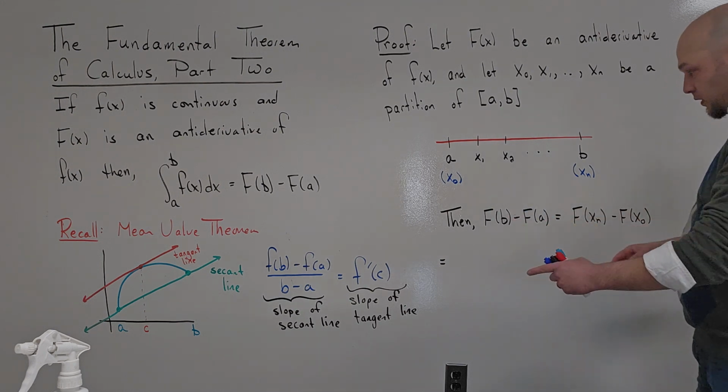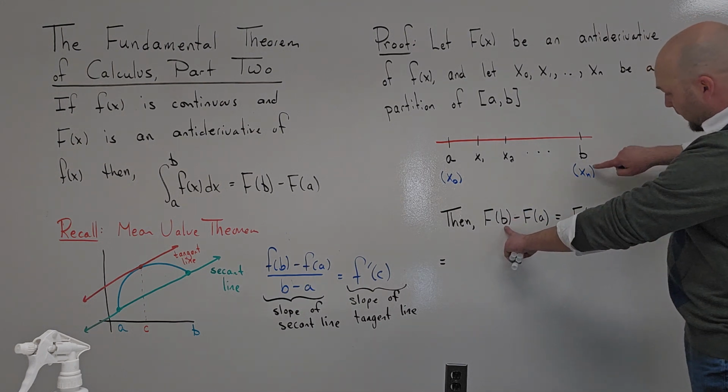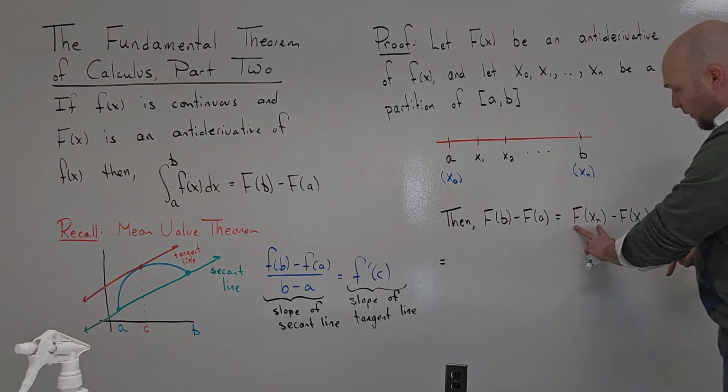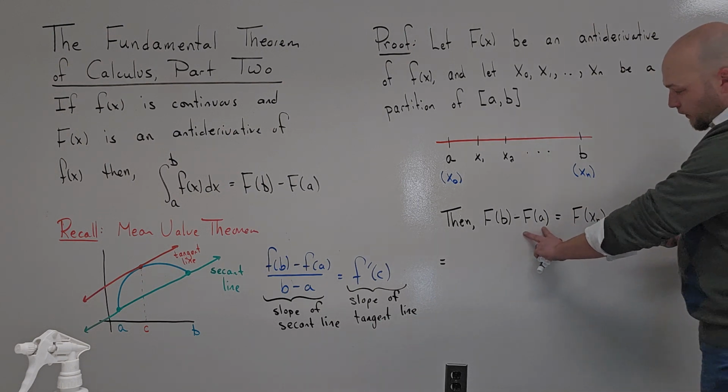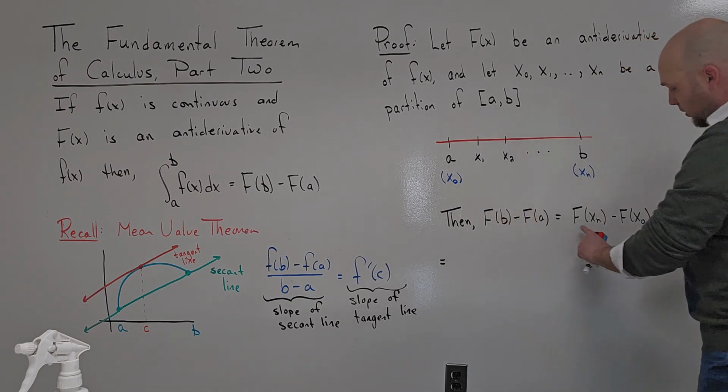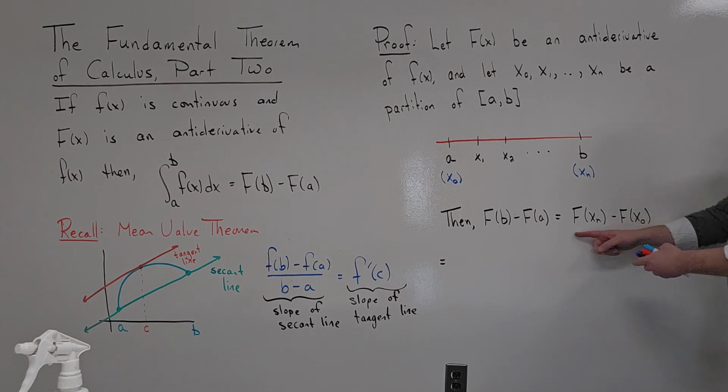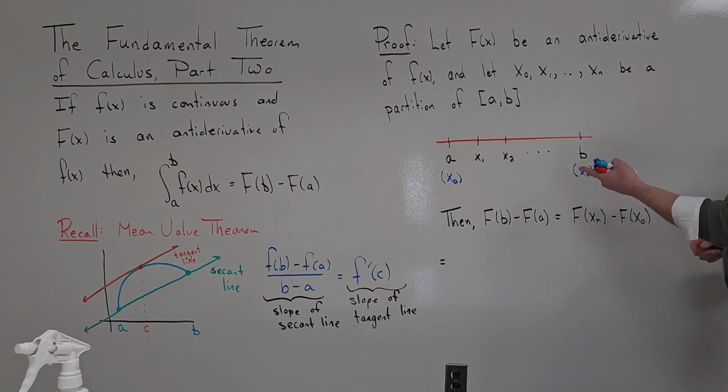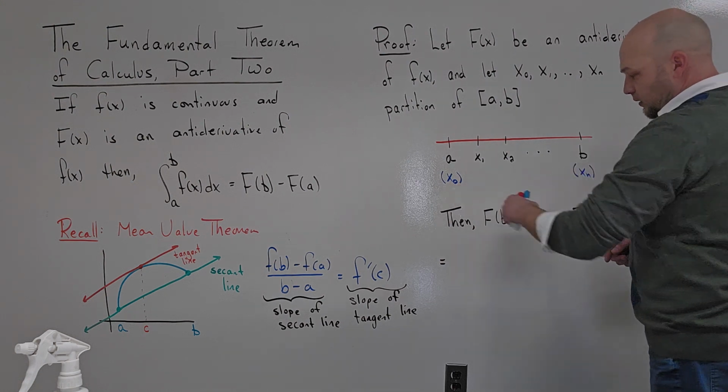This is just a change of notation. b is the same thing as xn, so f of b, f of xn, same thing. f of a is x naught, so f of a equals f of x naught. So this is the antiderivative evaluated at this point minus the antiderivative evaluated at this point.